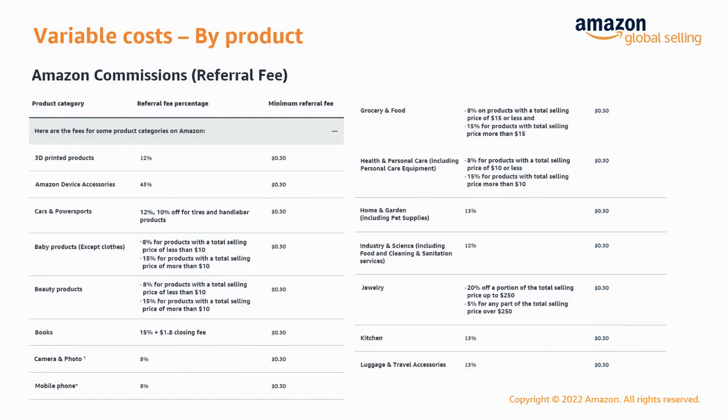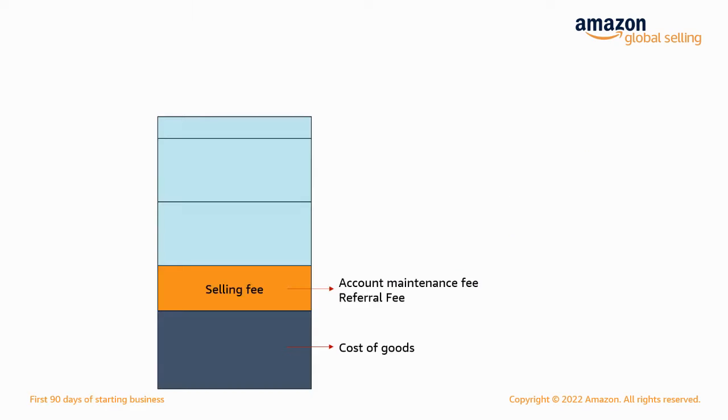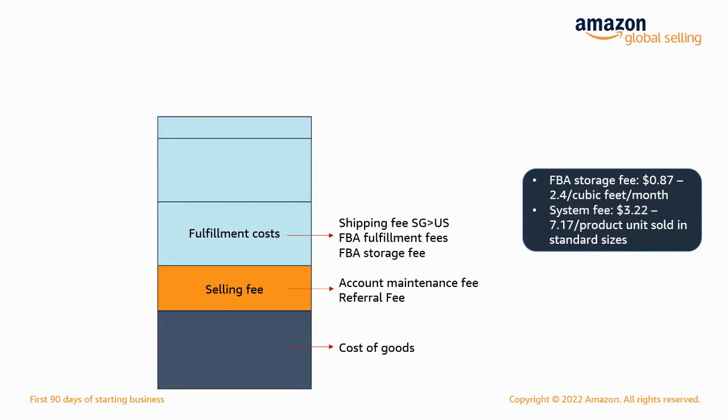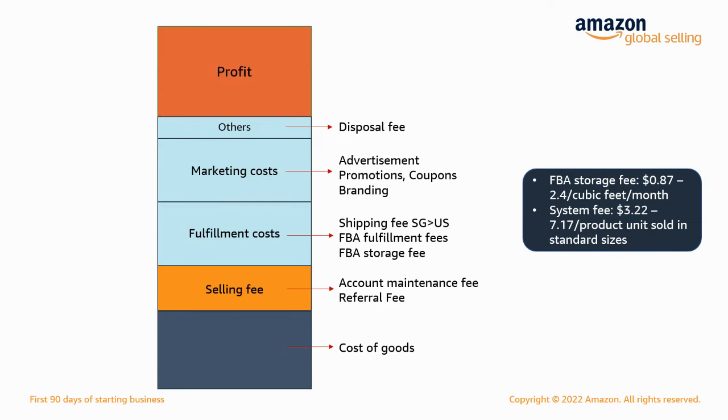This is the page that I screenshot from the referral fee or the commission fee. Okay, this is the fulfillment cost that includes the shipping, and the storage is based on cubic feet per month. So if your product is bigger or takes up more space, it will cost a little bit more. After factoring everything, I'm sure you know that is your profit.